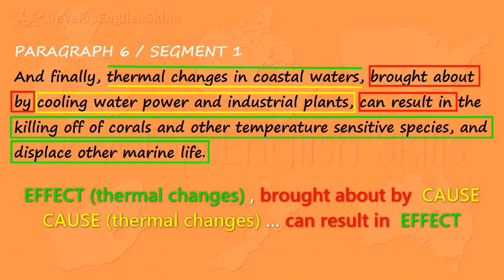And finally, thermal changes in coastal waters brought about by cooling water power and industrial plants can result in the killing off of corals and other temperature-sensitive species and displace other marine life. There are two cause-effect statements. The first uses "brought about by" followed by the cause to provide extra information about the effect at the beginning, thermal changes. In the second, "can result in" links back to thermal changes, which becomes the cause of the effect at the end of the sentence.